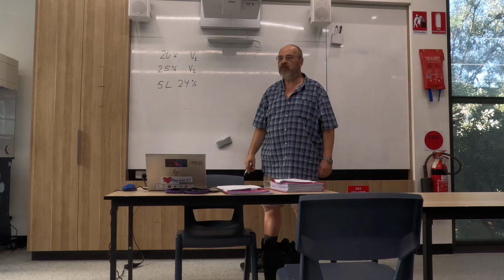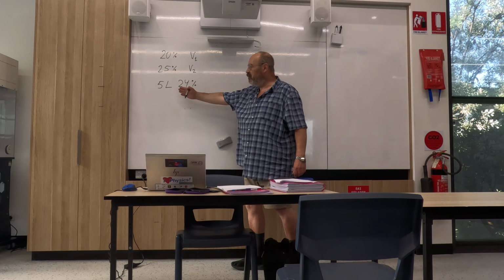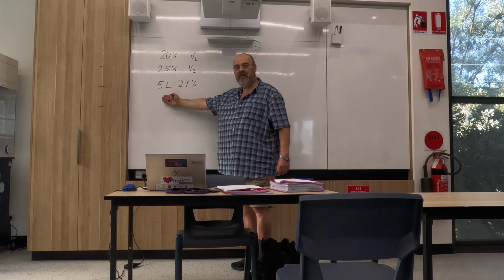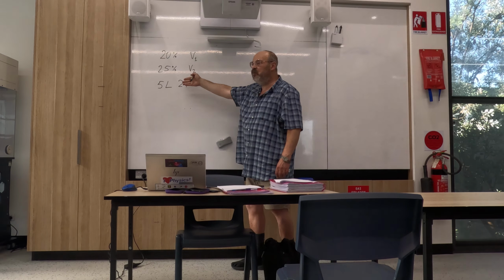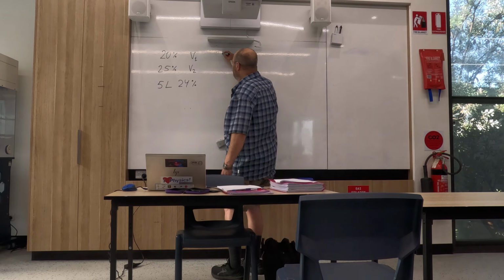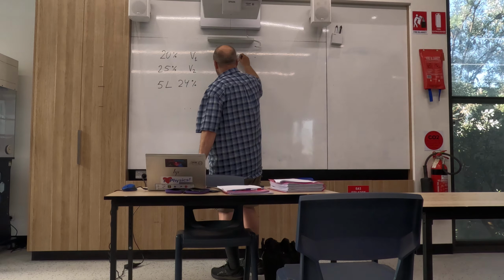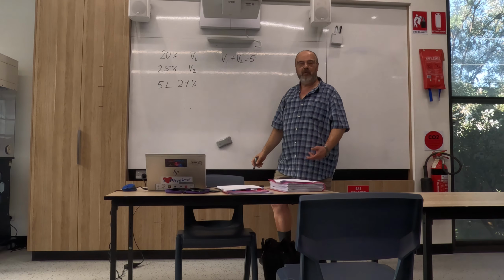So what will be our first equation? We make together 5 liters. We mix V1 of this acid and V2 of this acid, and we got 5 liters. First equation, V1 plus V2 equals 5. Total volume is 5.